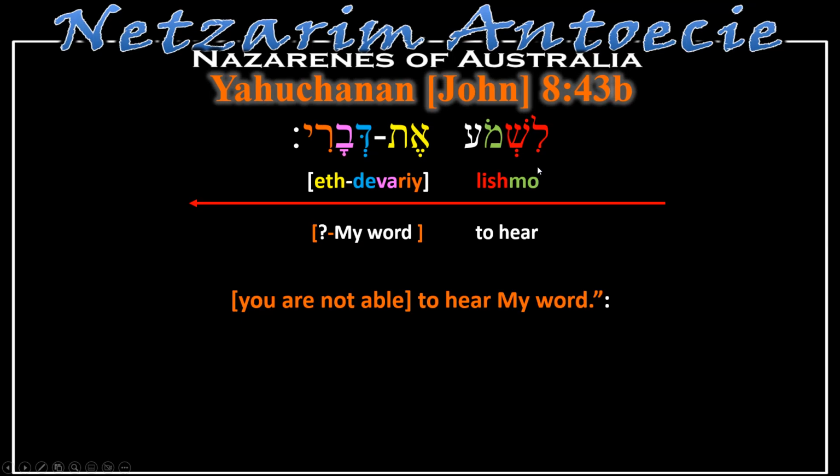And we're in 43b. We have a lamed, shin, mem, ayin, aleph, tav, dalet, vayet, resh, yod. And we read it: lishmo, meaning to hear. Now we can see that the root of that is shema, meaning hear. Et, grammar marker, devari. And again, the chirik and the yod meaning my. And devar we know is word, my word. You are not able to hear my word. And so we just quickly read that: lishmo et devari. To hear, grammar marker, my word.